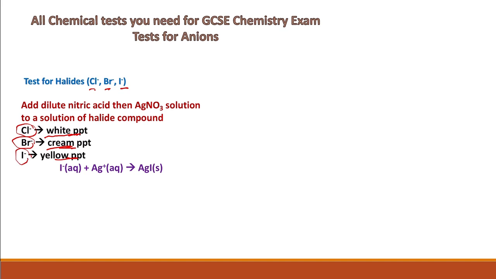Don't forget how to write the ionic equation for such tests. In an ionic equation, you only need to write the ions that react, which is the iodide in this case, and it's aqueous because it's a solution, and then the silver aqueous as well, because it's in solution, and the product is going to be silver iodide, which is solid because it's a precipitate.